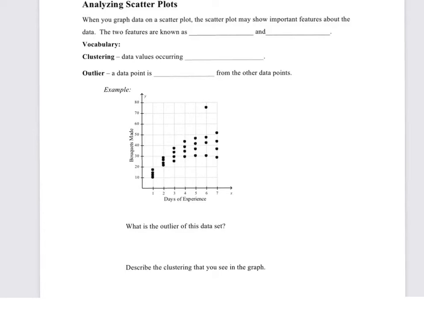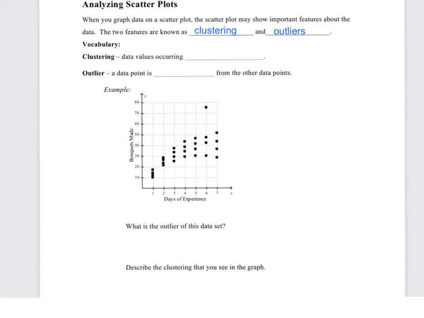So when you graph data on a scatter plot, the scatter plot may show important features about the data. The two features are known as clustering and outliers. So let's look at the key vocabulary that you need to know.